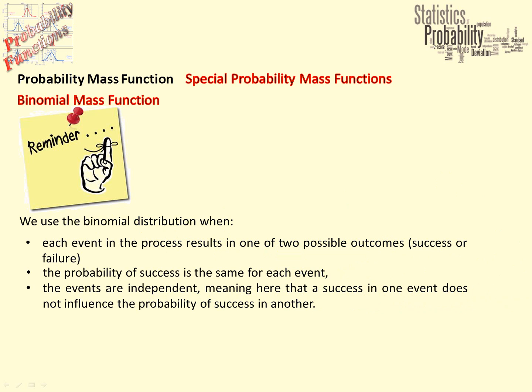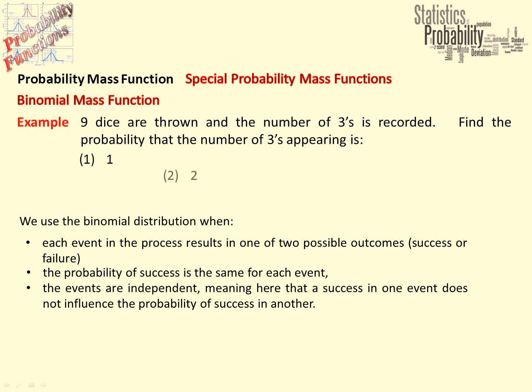If you spin a coin and you get the head you want in the first spin, the probability of a head does not change for the second spin. So an example: 9 dice are thrown and the number of 3s is recorded. Find the probability that the number of 3s appearing is, well, 4 options: 1, then 2, then 6, then 9.